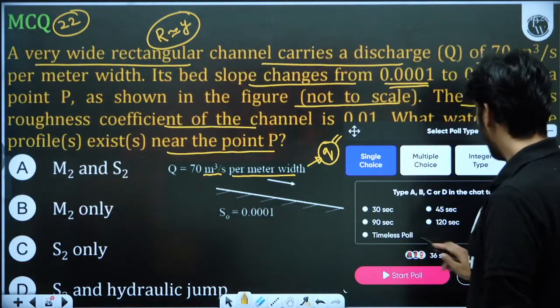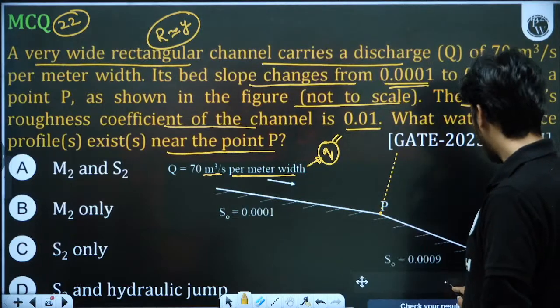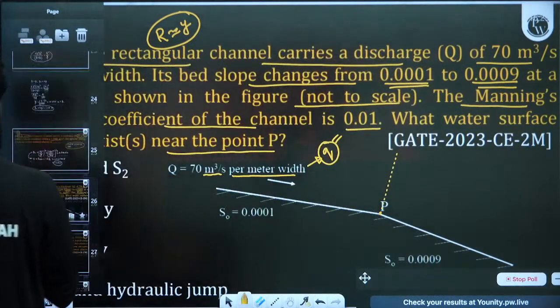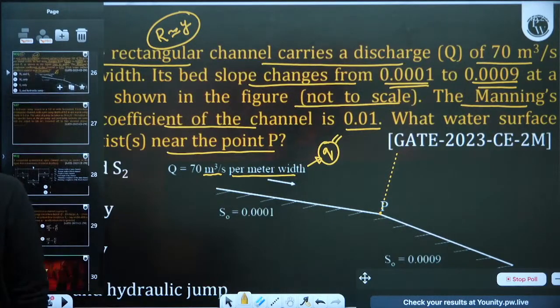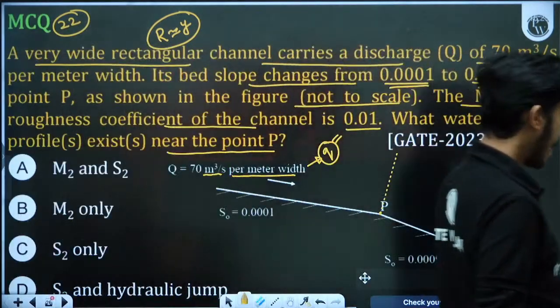I will be giving you more than 2 minutes here. Just solve and give me the answer. I will be ending the poll after 3 to 4 minutes. So solve this question and then I will be ending the poll.